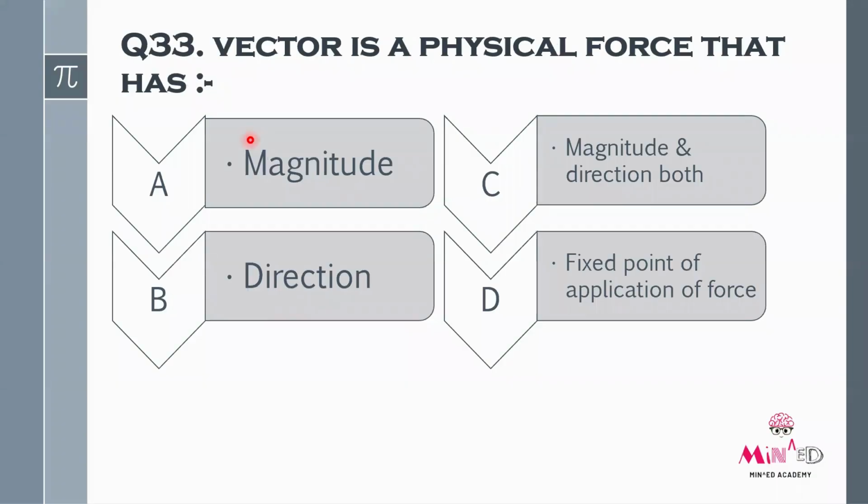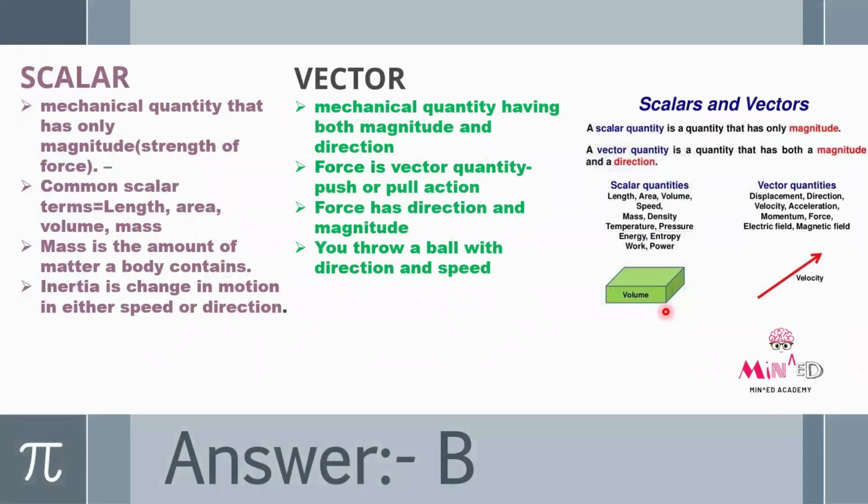Next, we'll move to question number 33. Vector is a physical force that has: option A, magnitude; option B, direction; option C, magnitude and direction both; and option D, fixed point of application of force. First we'll see what is scalar quantity and what is vector quantity. As you can see in this figure, scalar quantity is a quantity that has only magnitude. Then vector quantity is a quantity that has both magnitude and a direction.